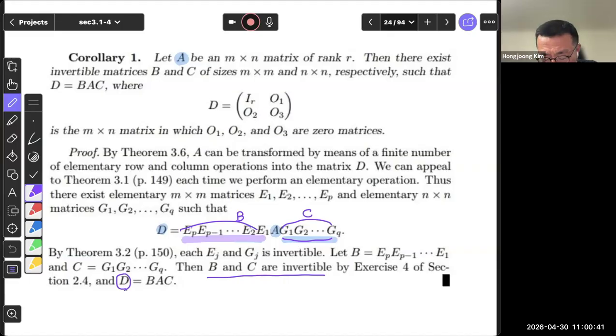Right? So given A, we can always find some invertible matrices B and C corresponding to elementary row operations and elementary column operations respectively. And when you multiply those B and C from the left and right to A, you get this D matrix. Okay.